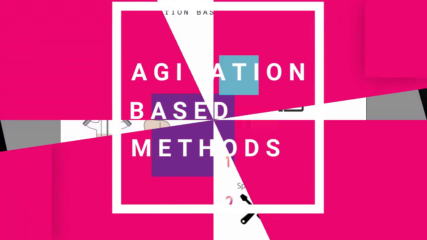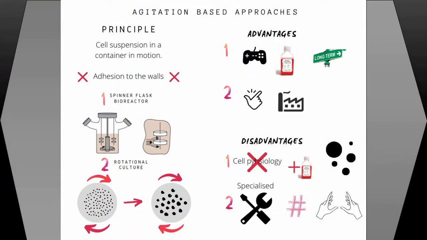In the case of the agitation-based approaches, the principle is that a cell suspension is placed into a container and kept in motion to avoid cell adhesion to the walls. The spinner flask bioreactors use a container and a stirring element, and in a rotational culture system, the culture container is rotated.